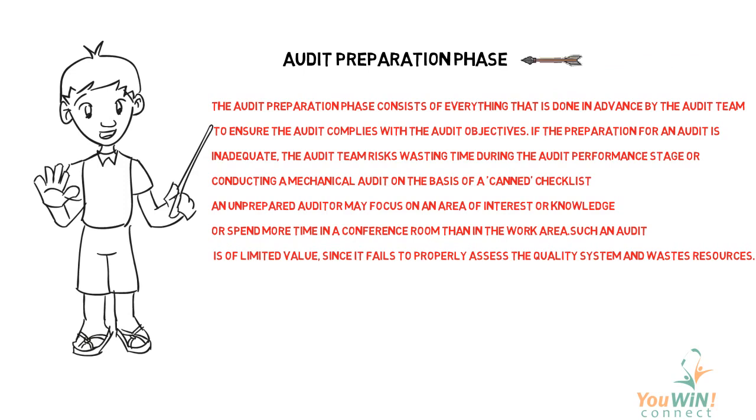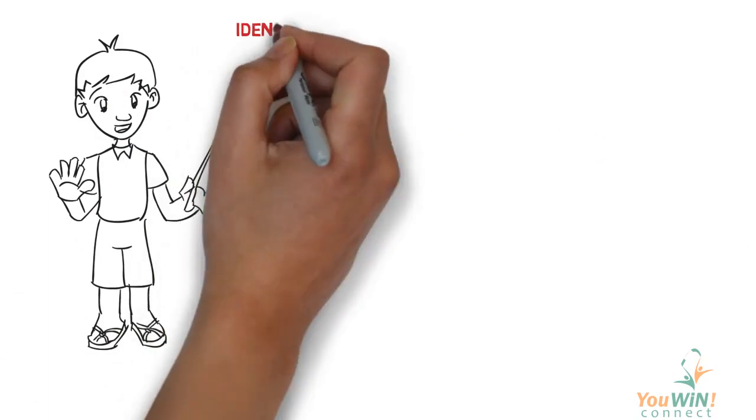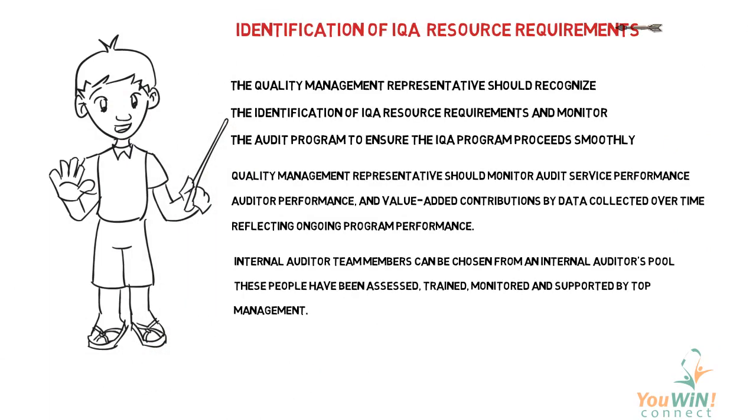The preparation phase is very important, and the content of the phase includes the steps shown on the screen. Identification of IQA resource requirements. The quality management representative should recognize the identification of IQA resource requirements and monitor the audit program to ensure the IQA program proceeds smoothly. QMR should monitor audit service performance, auditor performance, and value-added contributions by data collected over time, reflecting ongoing program performance. Internal auditor team members can be chosen from an internal auditor pool. These people have been assessed, trained, monitored, and supported by top management.